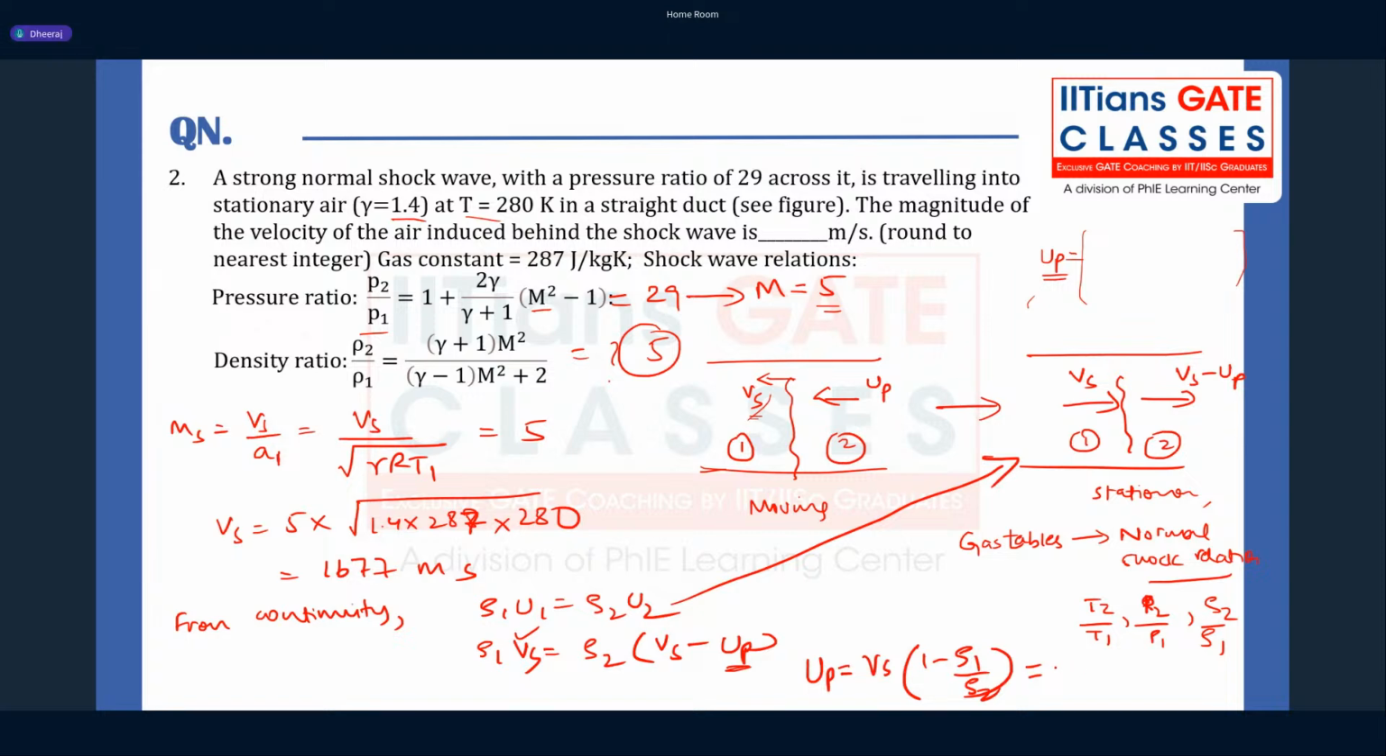The value should come around 1341.6 meter per second. 1341.6 meter per second.